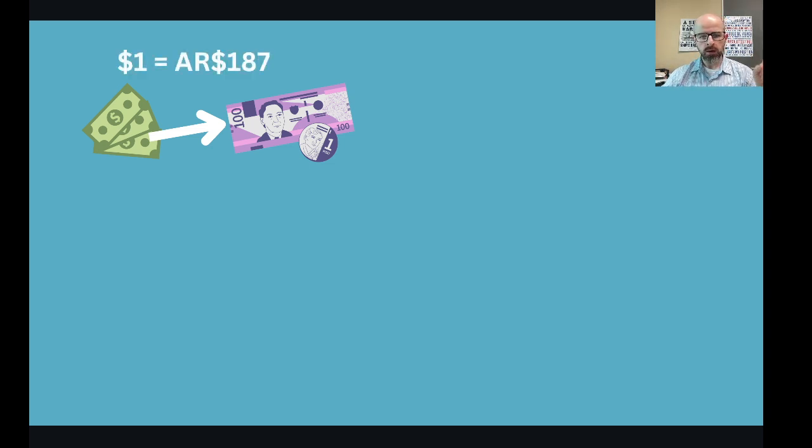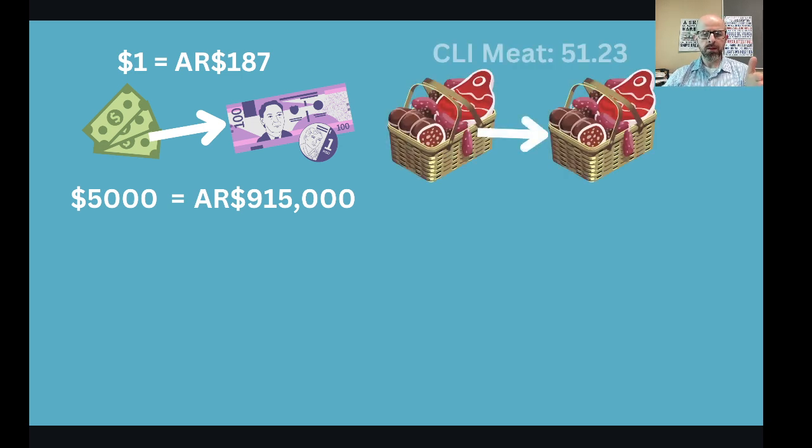Now, $1, the exchange rate is 187. $1 is 187 pesos. So, if I take over $5,000, that will become 915,000 pesos. Now, the cost of living index for meat is 51.23. That means $1 will buy me 51.23 pesos of meat. Or the amount of meat that I could get for $1 in the United States would cost me 51.23 pesos in Argentina.